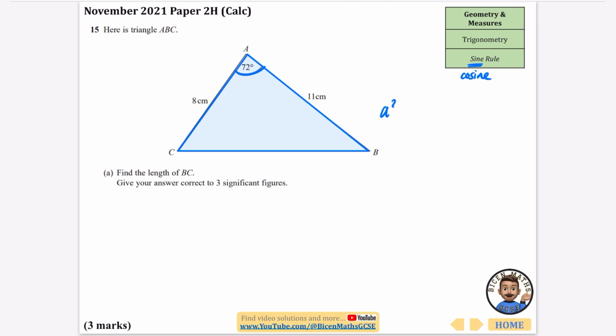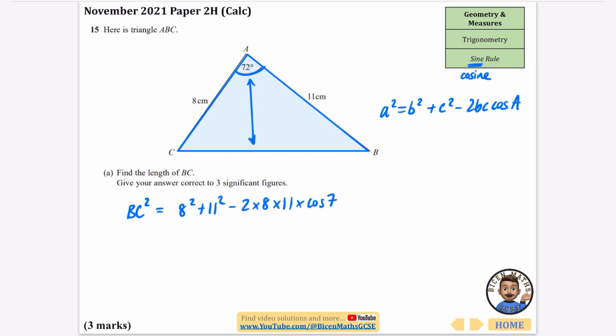Now the cosine rule is this: a squared equals b squared plus c squared, a bit like Pythagoras, minus 2bc cos A. So the key thing is that the side you're looking for has to have an angle that is opposite. So in our case, our a squared is this length that we're looking for, BC squared. And that is going to be equal to 8 squared plus 11 squared minus 2 times 8 times 11 multiplied by the cos of the angle that is between them.